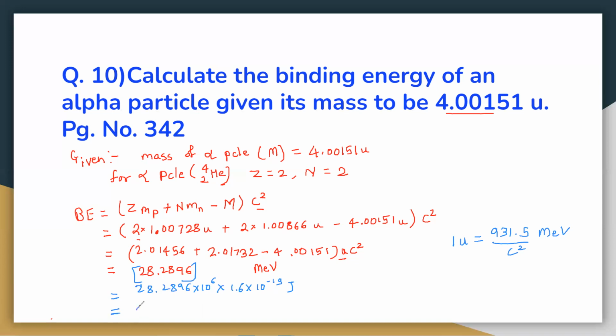which is nothing but 4.532 into 10 raised to minus 12 joule. So this will be the final answer. You can write the answer in terms of mega electron volt also. That is also fine. Now let's move to the next question.